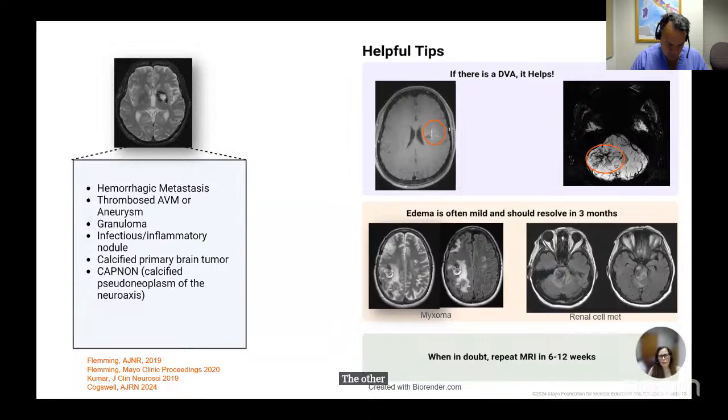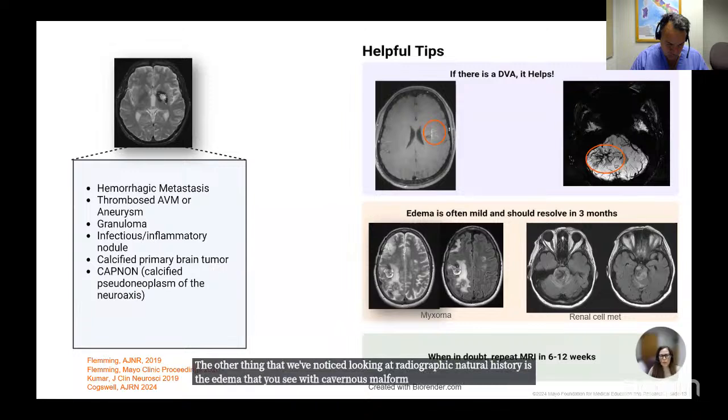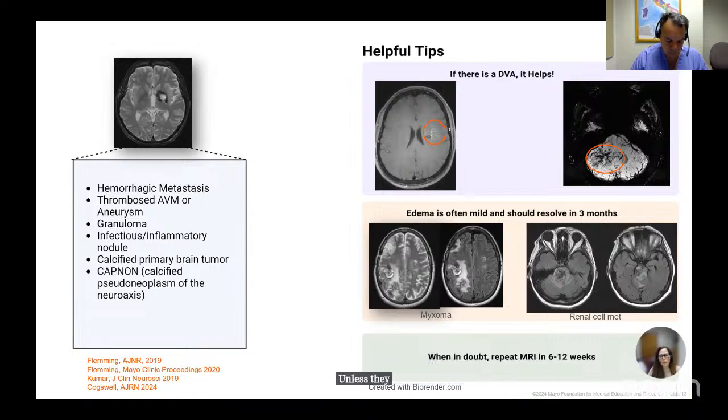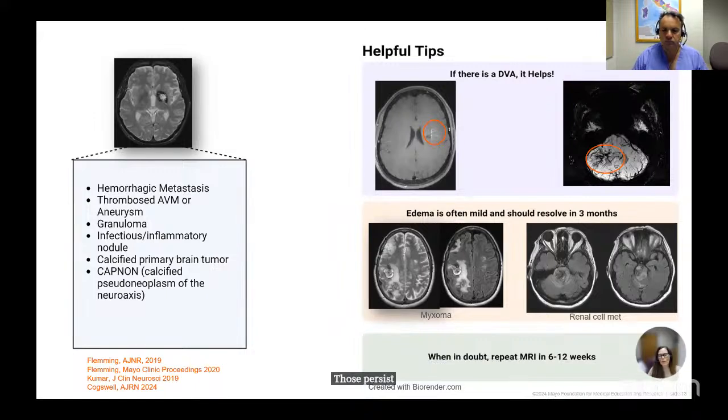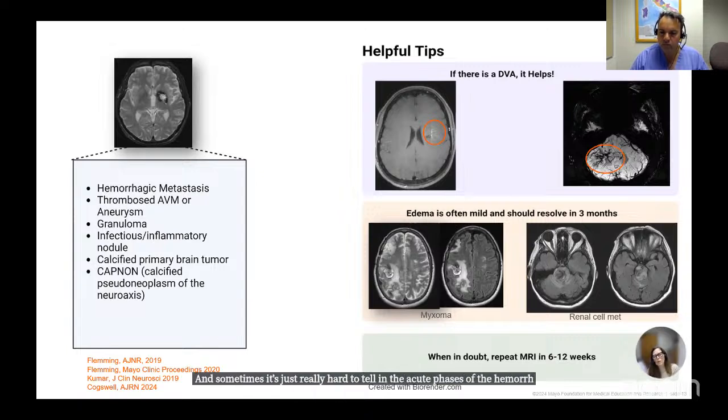Sometimes a 7 Tesla MRI will show that DVA better than a 1 or 3 Tesla MRI. The other thing that we've noticed looking at radiographic natural history is the edema that you see with cavernous malformations will uniformly go away after about 90 days unless they rebleed. So if you see persistent edema like you do in the patient in the center panel with the myxoma or with the renal cell carcinoma, those persistent edema over 3 months would be highly unusual for cavernous malformations. And sometimes it's just really hard to tell in the acute phases of the hemorrhage what is this lesion, but repeating the MRI in 6 to 12 weeks helps the lesion evolve a little bit more to that characteristic appearance.